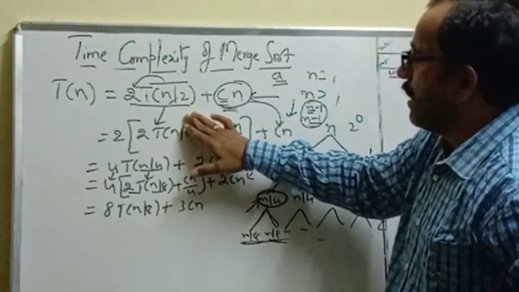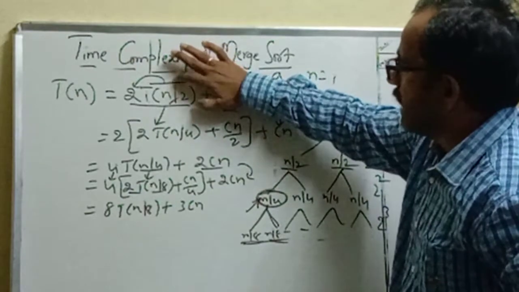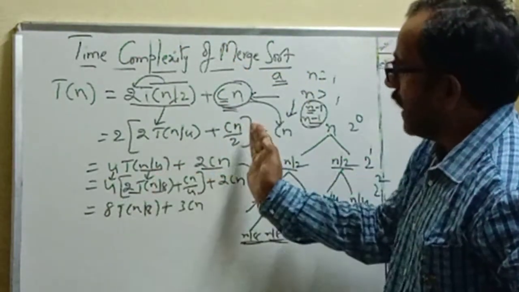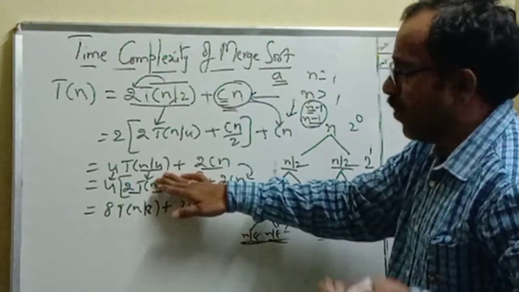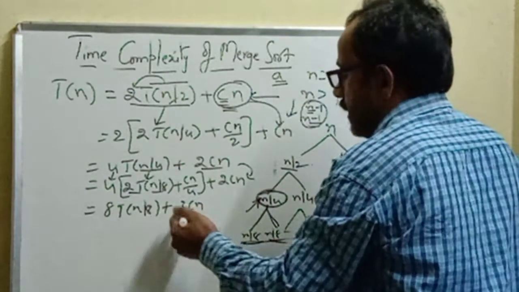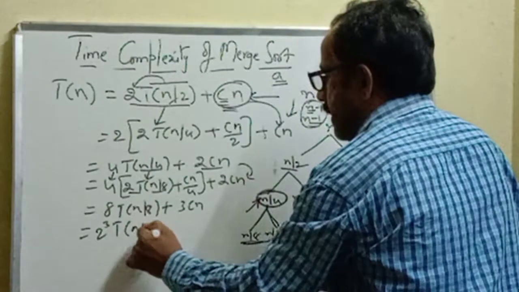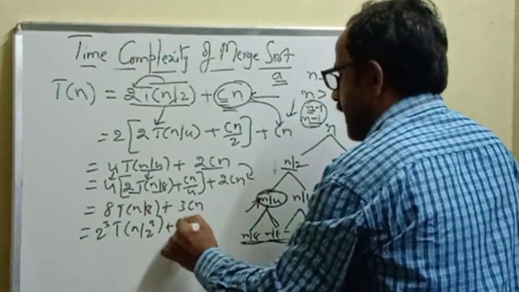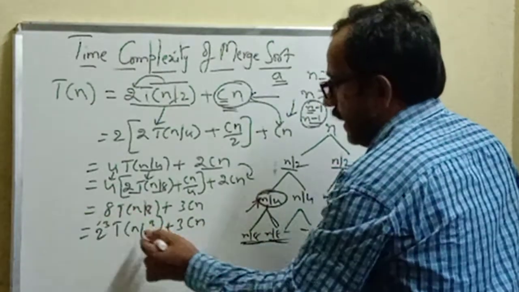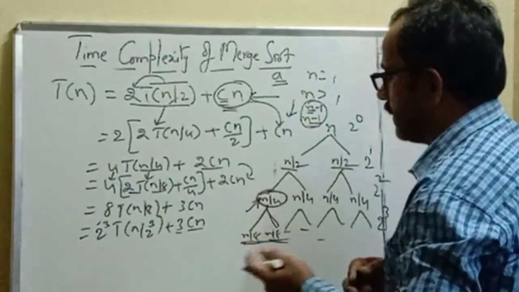If you apply the divide and conquer approach one time on an n element problem, we get 2 n by 2 element problems. Once again, if you apply it on these two sub-problems of size n by 2, then we get 4 sub-problems of n by 4. If you apply it one more time on 4 n by 4 element problems, we get 8 n by 8 element problems and cn. If you write it in 2 power format, it is 2 power 3 T of n by 2 power 3 plus 3cn. If you apply the divide and conquer approach 3 times, we get 2 power 3. Here also the denominator is 2 power 3. Then we get the coefficient for cn as 3.